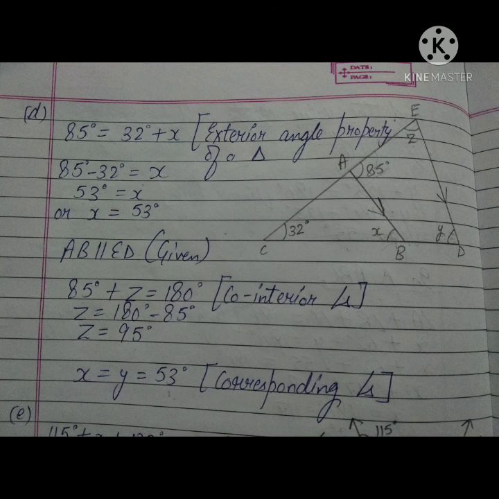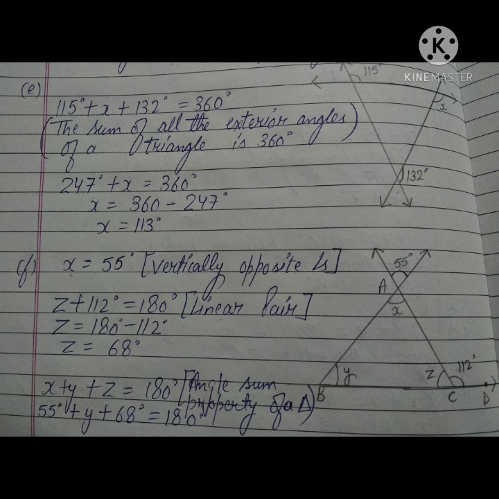So X is equivalent to Y, which is equivalent to 53 degrees. They are also forming corresponding angles. Now come to the E part. In the E part also you have to find out the value of the unknown angles, right?